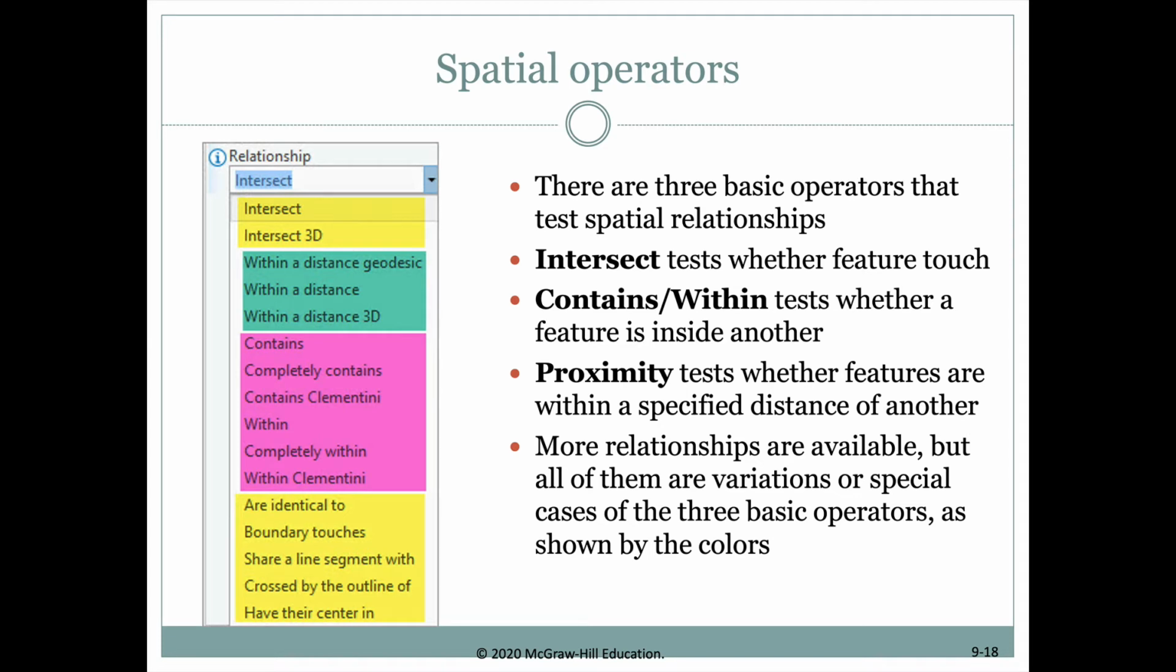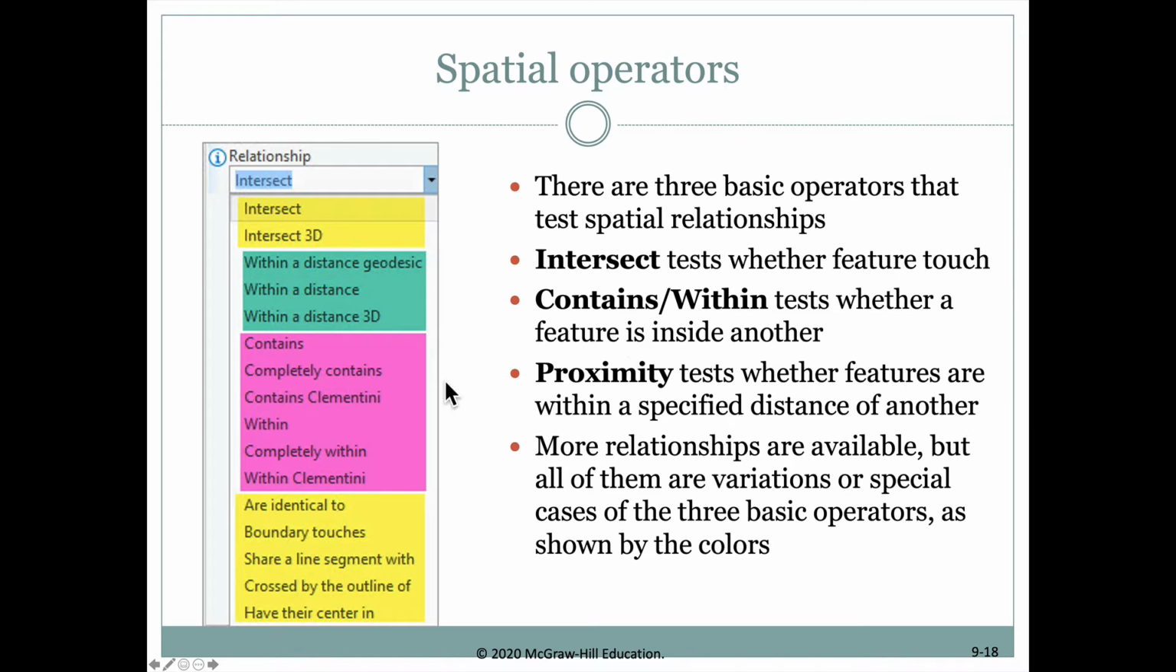So there's three basic types. Something can intersect another layer. That's when features touch each other. Something can be contained or within another layer, and that's when something is inside of something. And something can be proximal or have proximity to another feature. That can be either when it's touching something, like they share an adjacent boundary, or it can be within a certain distance of each other.